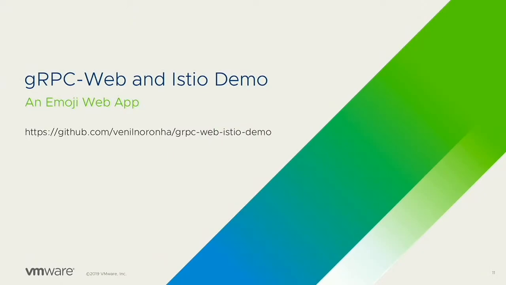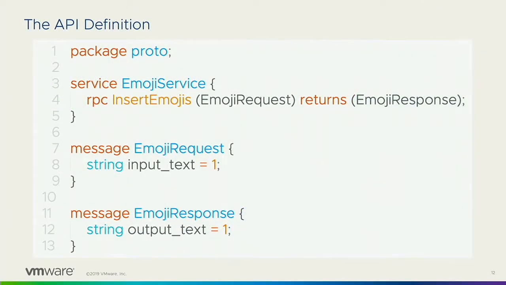To showcase gRPC-Web with Istio, I built a small web app. I call it the Emoji Web App. It's available at this URL, and the code that I'm going to show you here may not compile. Just a heads up there. I will explain the features of this web app as we go along.